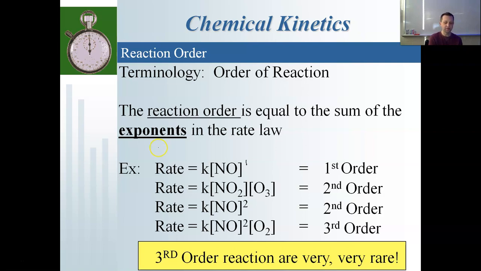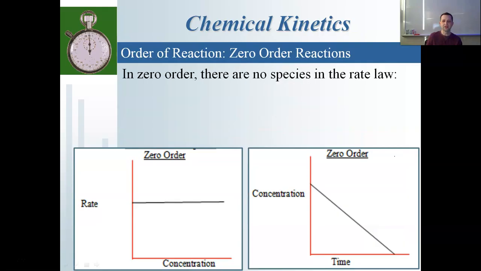So rate is equal to just k, and that is a 0 order. There are no concentrations in that rate law, so there are no exponents. Rate is just equal to k, a constant, and that is a 0 order reaction. Let's take a look at those real quick.